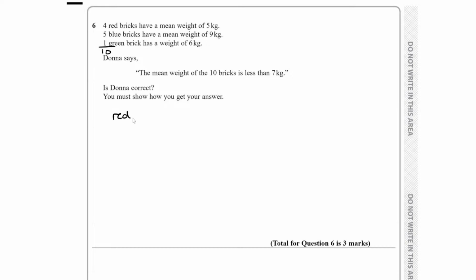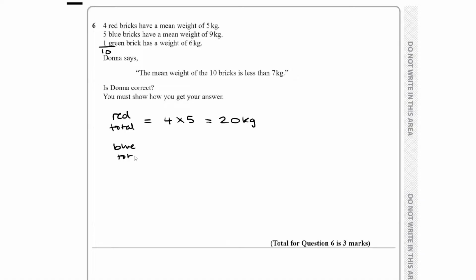So for example, the red, obviously I can't figure out what they all weigh individually, but I can work out what they all weigh in total, can't I? So I would just do 4 bricks times each of them having a mean weight of 5. That means that all 4 bricks in total weigh 20 kilos. I don't know how that was split up between the 4 bricks, but that doesn't really matter. So then I would do that for, technically just the blue, because the green is already just 1 brick anyway, isn't it?